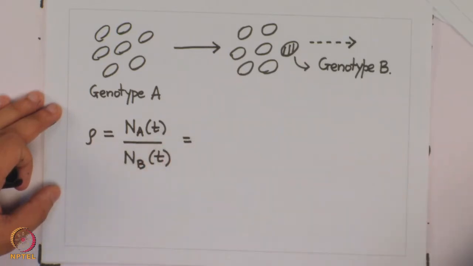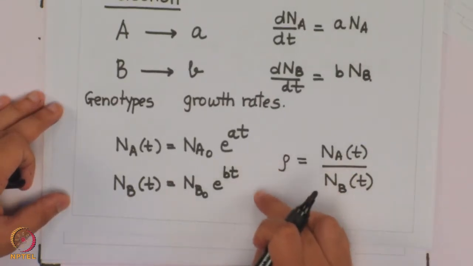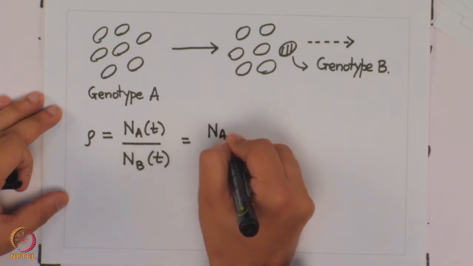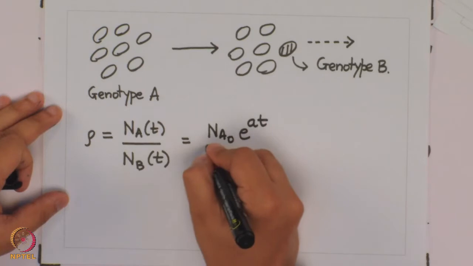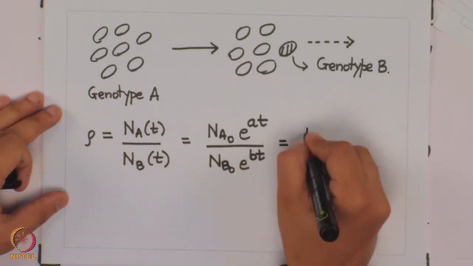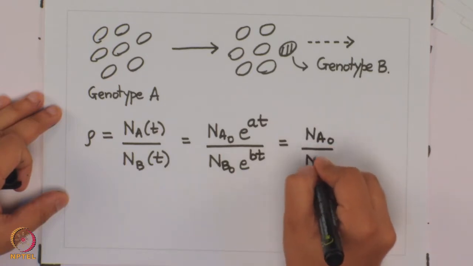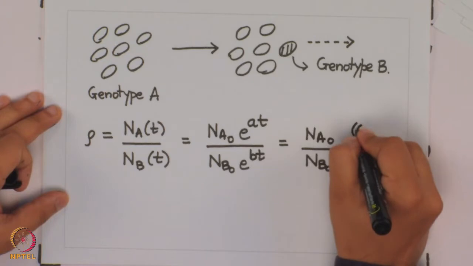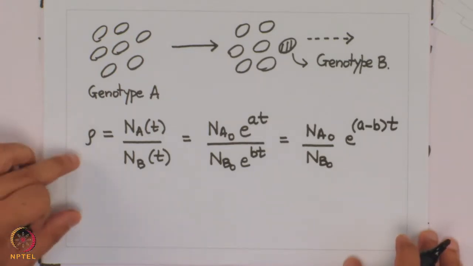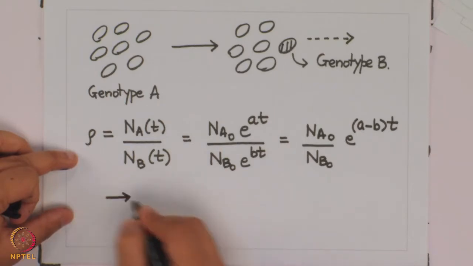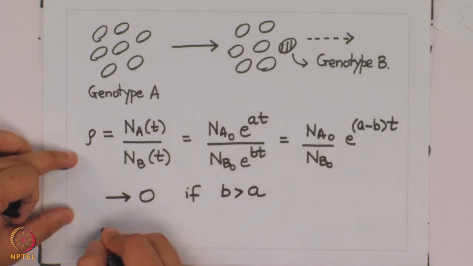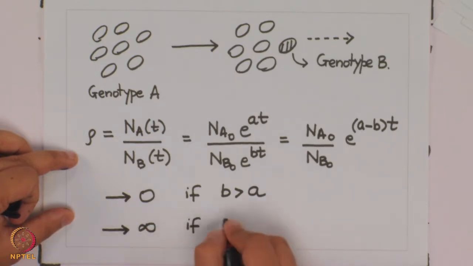And to compute this ratio, we are just going to take the expressions that we have already derived, substitute them in the expression that we have, and get an expression NA naught e to the power AT divided by NB naught e to the power BT, which can be written as NA naught divided by NB naught e to the power (A minus B) into T. And what is interesting to note here is that this ratio always approaches 0 if B is more than A, and always approaches infinity if B is less than A.